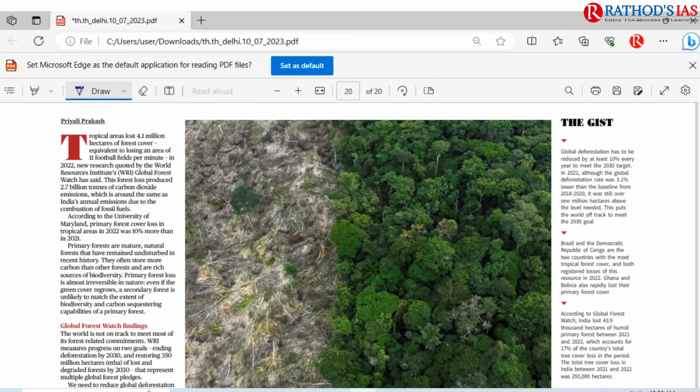So first you have to know what is primary forest. Primary forests are nothing but mature natural forests that have remained undisturbed in recent history. That is called primary forest. Okay. So this is about today's Hindu analysis.